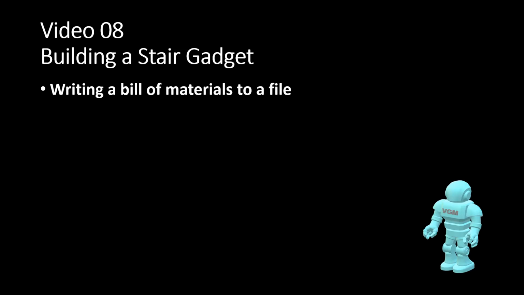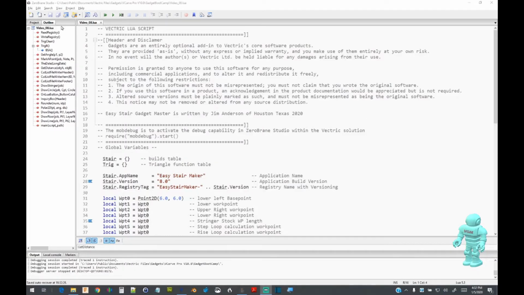Welcome to Video 8. Building a stair gadget. Today, we will review writing a bill of materials to a file. Let's do a code review. Lots of little changes in today's video.